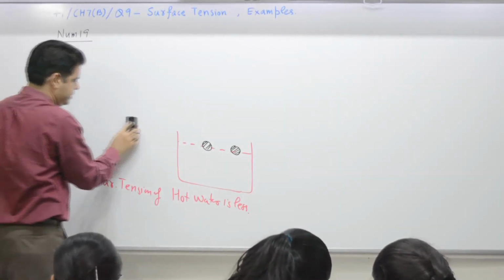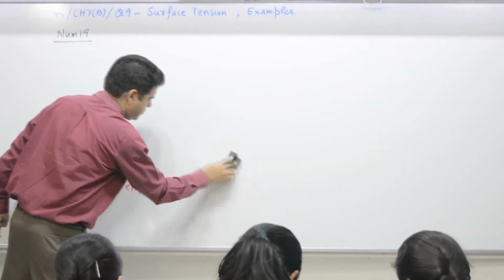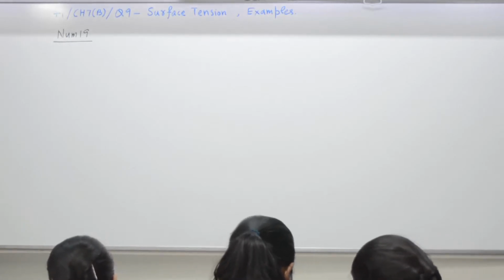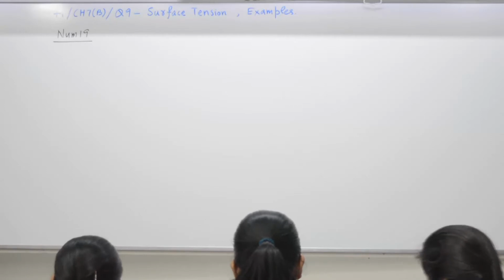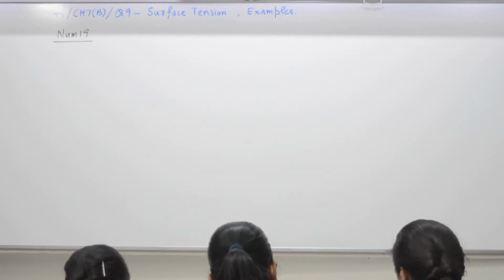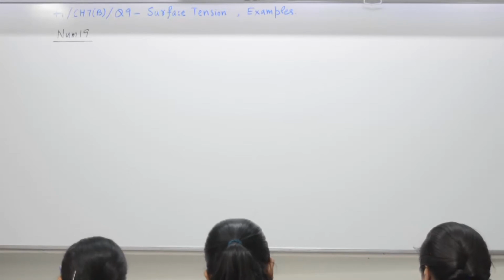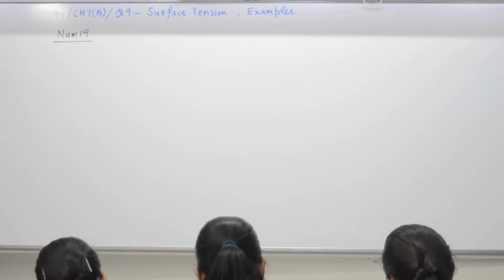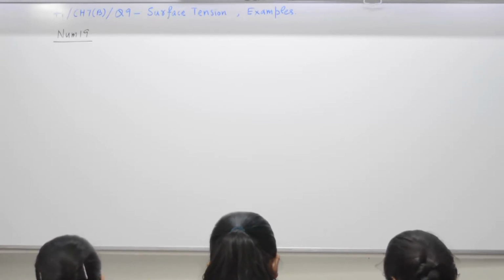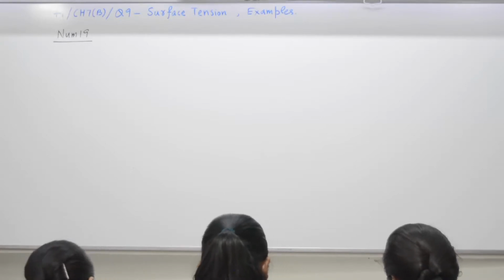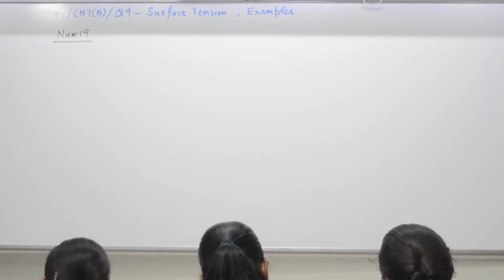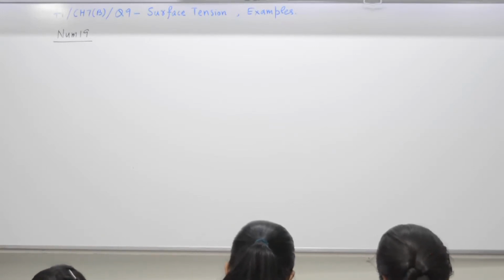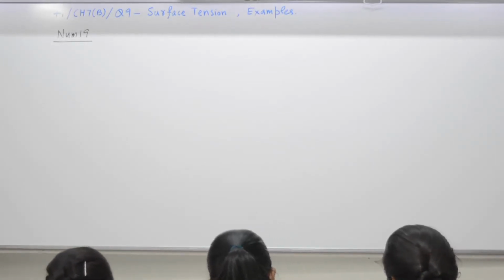Numerical number 19, page 787. A square wire frame of side 10 centimeter is dipped in a liquid of surface tension 28 into 10 raised to power minus 3 Newton per meter. On taking out, a membrane is formed. What is the force acting on the surface of wire frame? Write what is given, what is required.